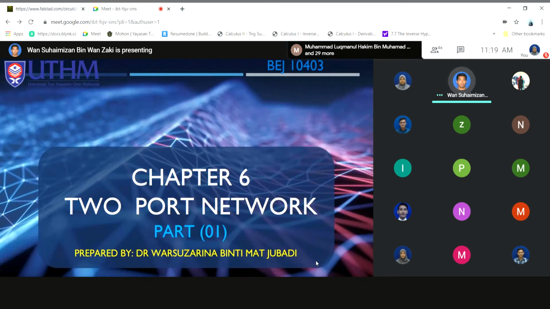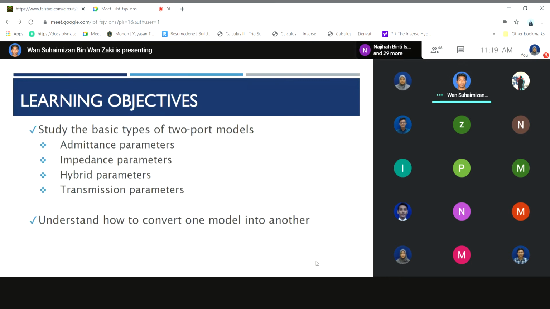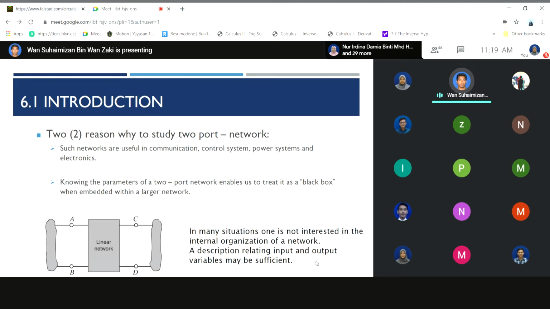So basically, what is the two-port network? In this chapter, we will cover the introduction of two-port network, impedance and admittance matrix of linear two-port, the hybrid parameter, and the transmission parameter or transmission matrices. So the learning objective: study the basic types of two-port model. We have admittance parameter, impedance parameter, hybrid and transmission parameter. Next we need to understand how to convert from one model into another. So let's go first to the introduction.